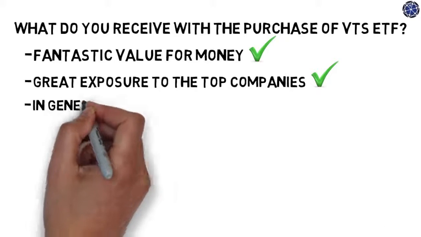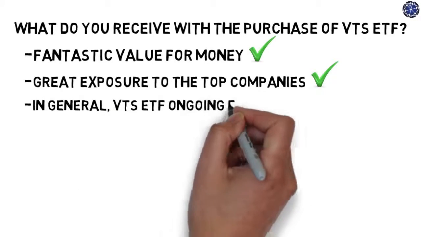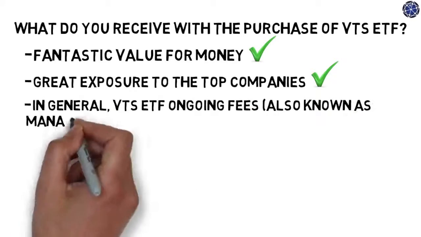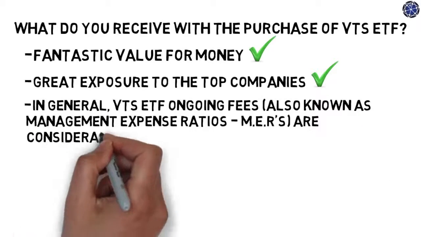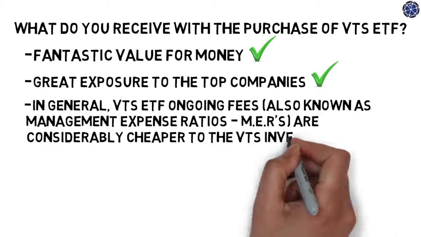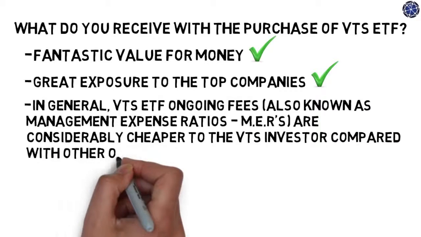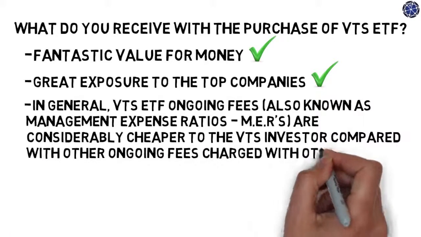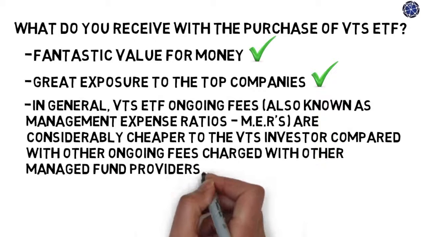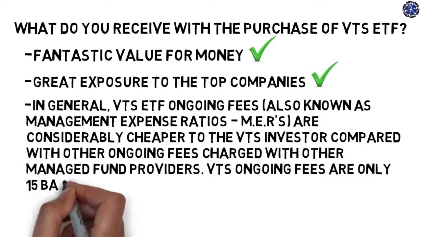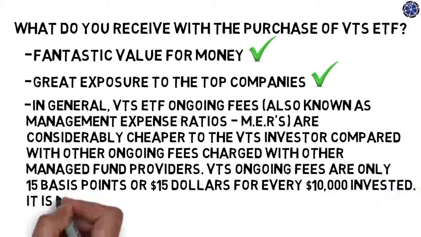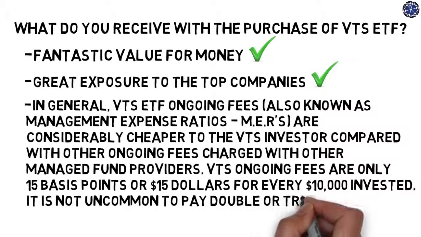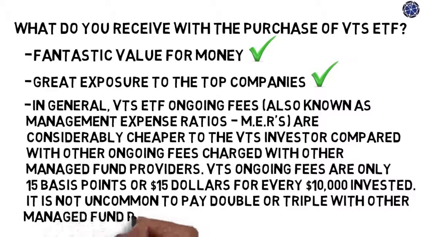In general, VTS ETF ongoing fees, also known as management expense ratios, MERs, are considerably cheaper to the VTS investor compared with other ongoing fees charged with other managed fund providers. VTS ongoing fees are only 15 basis points or $15 for every $10,000 invested. For example, it's not uncommon to pay double or triple with other managed fund providers.